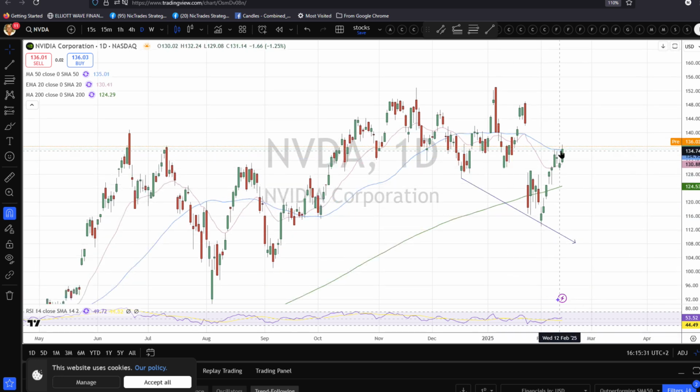See if we can hold above it, or if we reverse at it and we're still trapped sideways in this consolidation zone. I actually was surprised that we didn't see a bigger reaction yesterday, but let's see how we go.